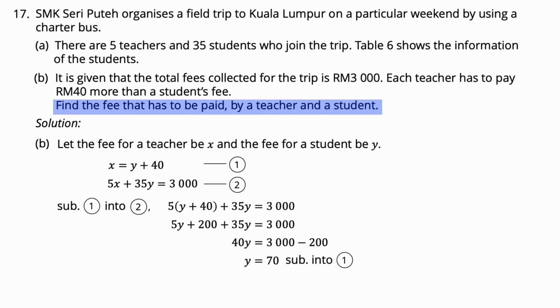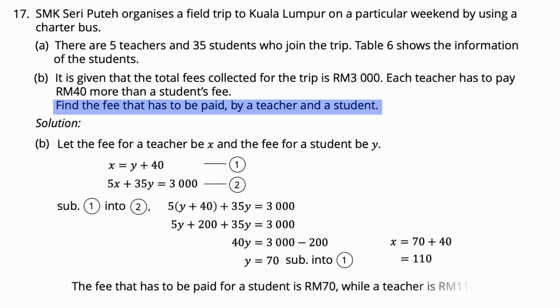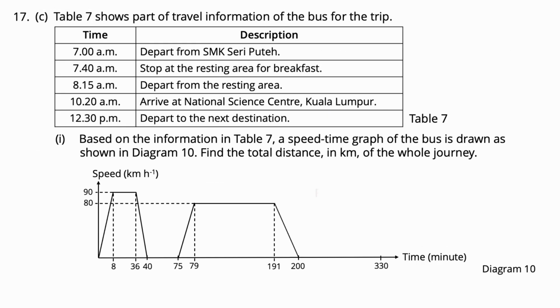And substitute into equation number 1. x equals 70 plus 40. x equals 110. Therefore, the fee that must be paid for a student is 70 ringgit Malaysia, while for a teacher it is 110 ringgit Malaysia. Question 17c. Please pause and read the question.